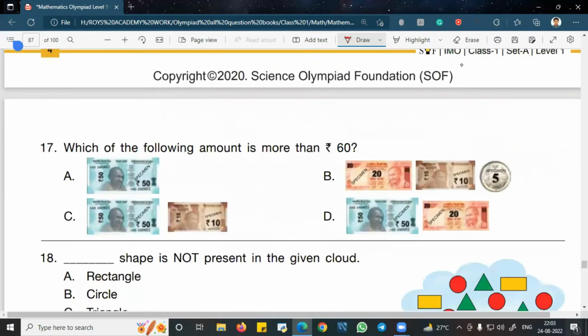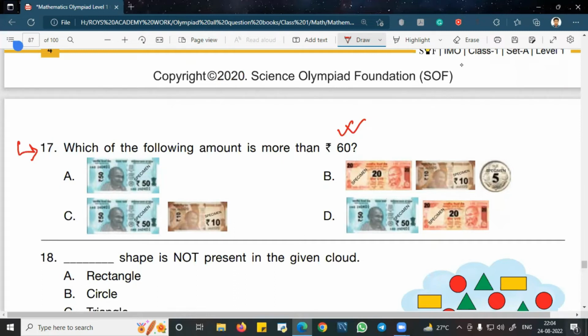Here is question number 17, which gives some rupees, and asks: which of the following amounts is more than 60? So we have to count the rupees, find which amount is more than 60, and pick the right option.